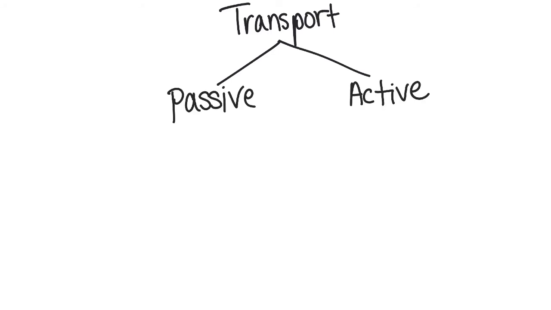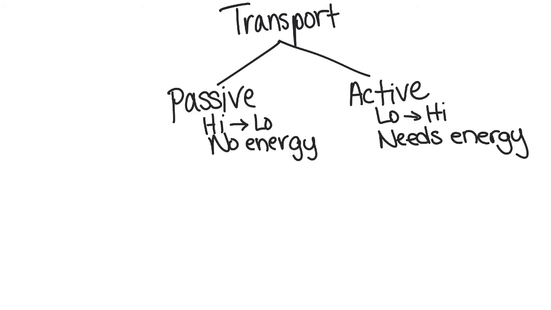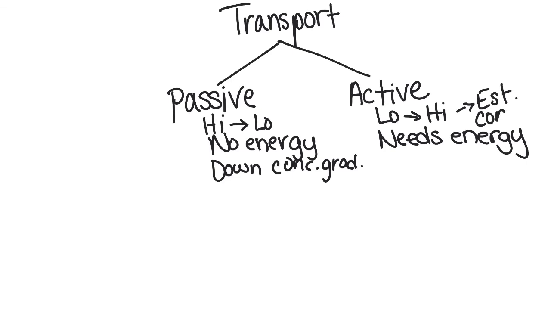Okay, so we got 2 types, passive and active. The difference being that passive is going to have the movement of particles from an area of high concentration to low, down the concentration gradient, which does not require energy, while active transport is going to be the movement of particles from low to high concentration, which will establish a concentration gradient, and that therefore does need energy. I'm sorry, I'm abbreviating so much because I want to look at the different types.